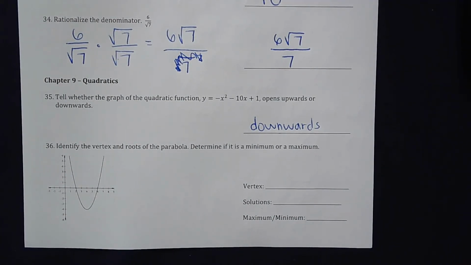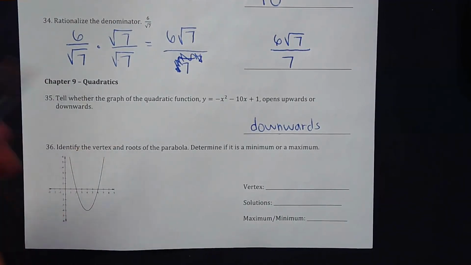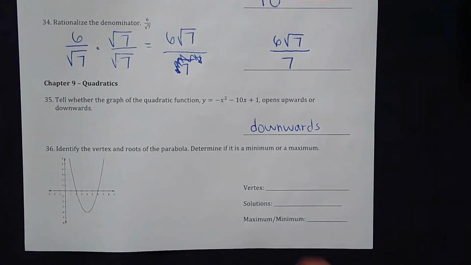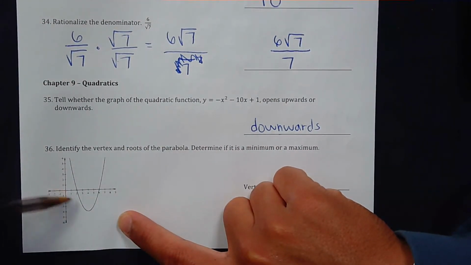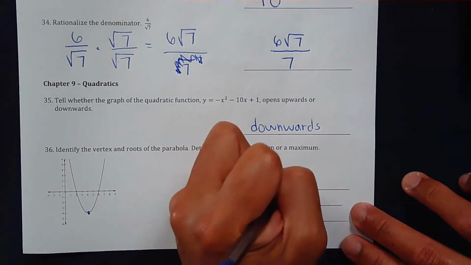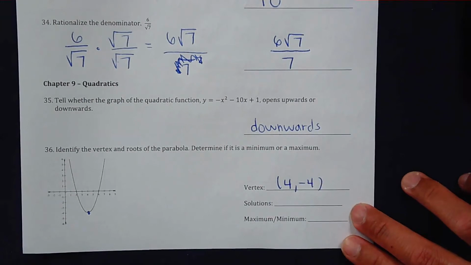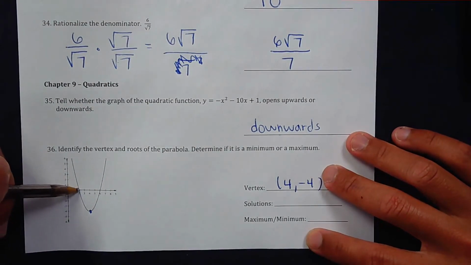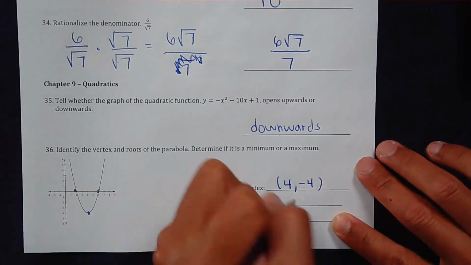Anyways, 36. Identify the vertex and roots of the parabola. Determine if it is a minimum or a maximum. Yeah, so remember, this word roots, that means solutions. Right, so our vertex, you know what the vertex is. It's right here. We're finding the coordinate. We move over to the right 4, then we go down 4. So 4, -4. All right, our solutions are going to be wherever our graph crosses the x-axis, or our x-intercepts. Right, so 2 and 6.